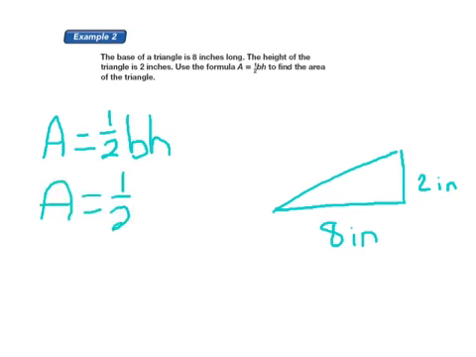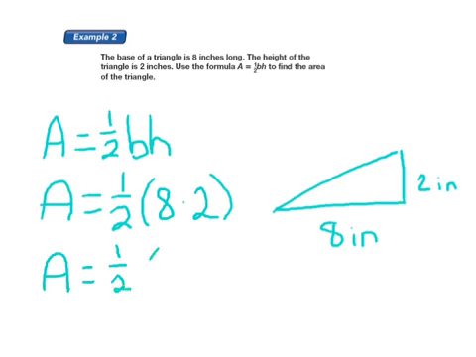Now I know you're thinking, Mrs. Pendry, we did this yesterday. Why are we doing it again? We're doing it because we are going to be multiplying by a fraction. So let's start solving this, and then we'll walk through the solution. So 1/2 equals 8 times 2, because it is base times height. And we know that we do our parentheses first. So area equals 1/2 times 16. Remember, parentheses mean to multiply. So let's go on to the next slide and I'll show you what to do next.